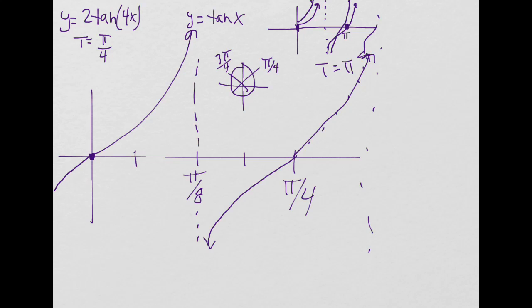But we have that coefficient of 2. So instead of having a value of 1 at those values, we're going to be up at 2. And then equivalently down here, we're going to be down at -2. So a good thing to keep in mind.